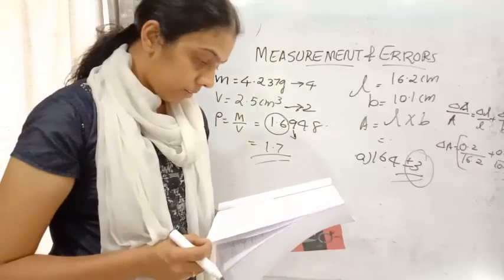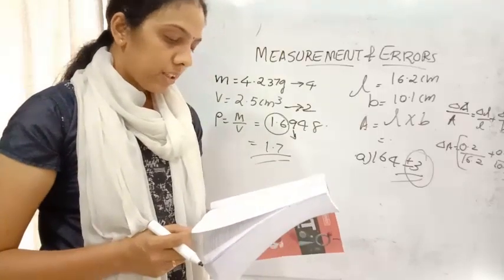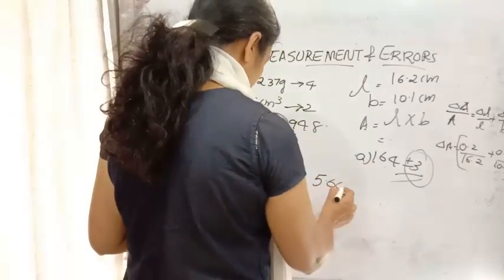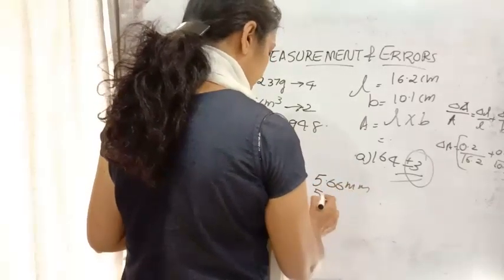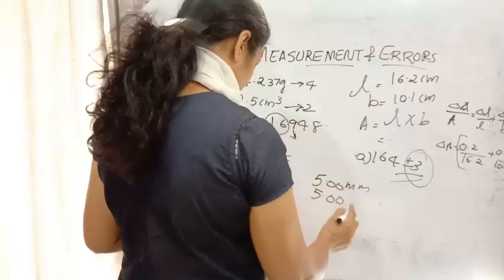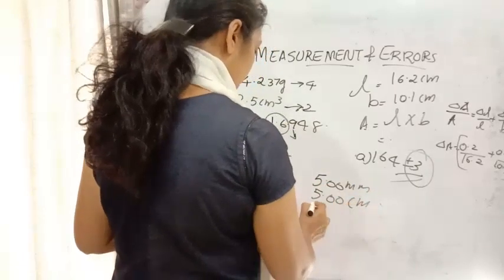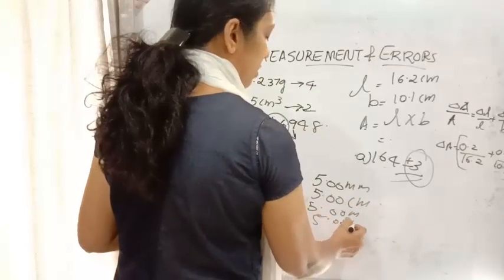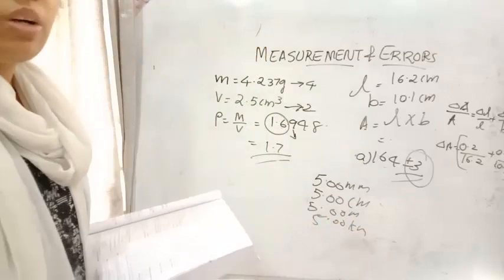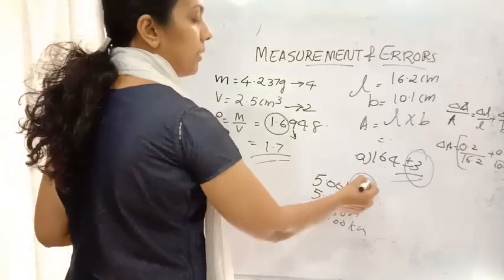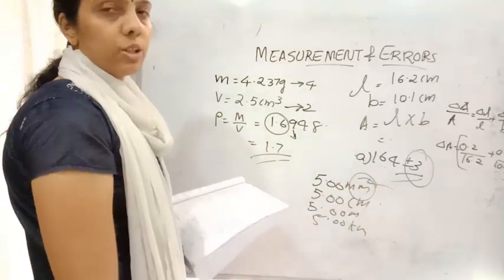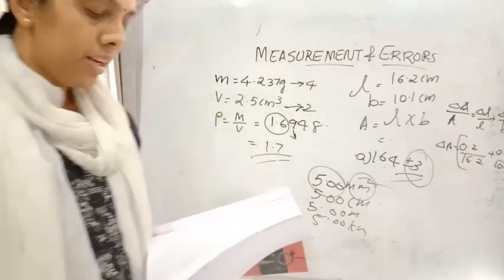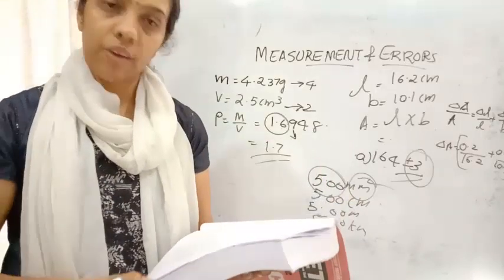So next one. Which of the measurements is most precise? The values are 5.00 millimeter, 5.00 centimeter, 5.00 meter, 5.00 kilometer. So which is the more precise value? The one coming with the least unit, that is 5.00 millimeter, will be the most precise value.